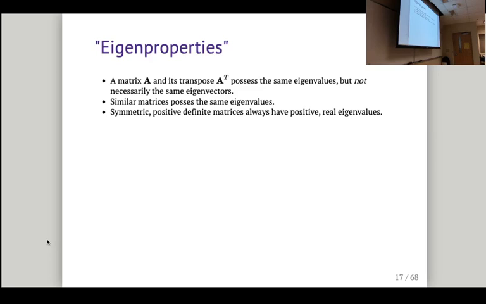The word eigen here comes from German, referring to "own." So these are the own properties, or this matrix's own properties. That's where this term comes from.